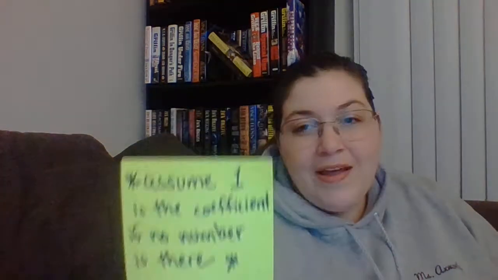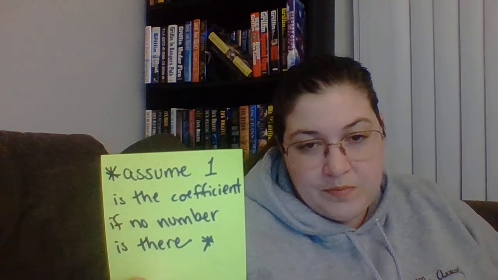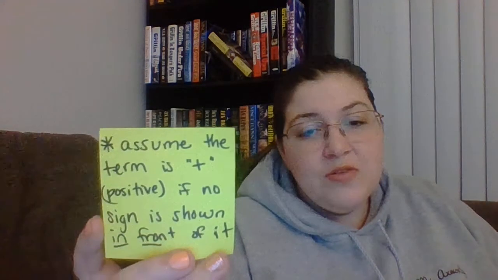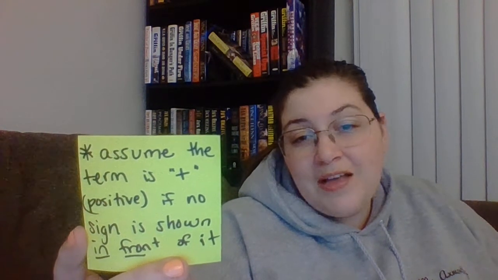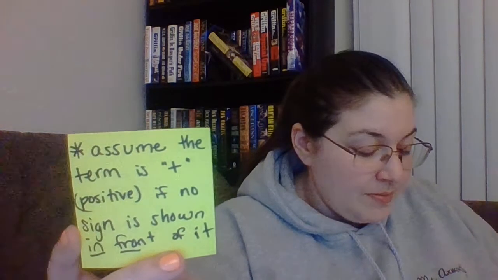When you're making like terms, when you're combining anything, there are a few things you need to assume. The first thing you need to assume is that 1 is the coefficient if no number is there. All right, this is a good thing to remember. It might be something you put in the side of your textbook. The other thing you really want to assume and remember is if there is no symbol before your term, you always assume that that is a positive term or a plus term, right? That's really important to remember.